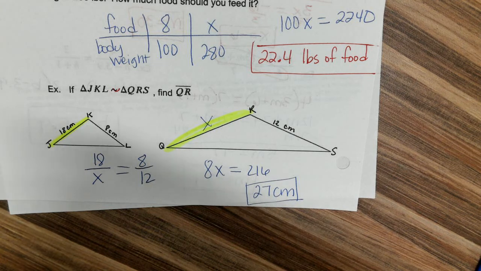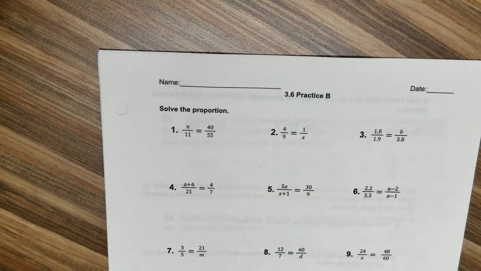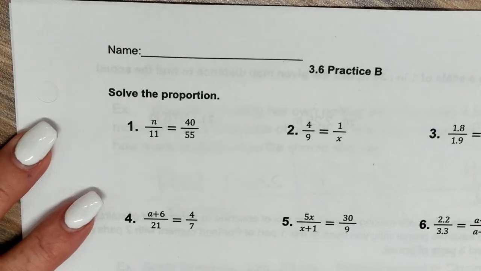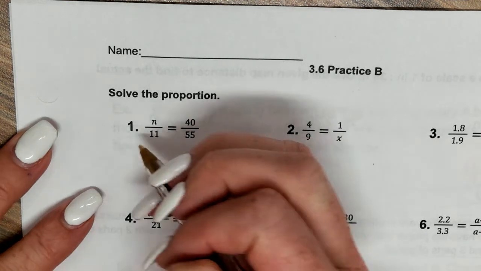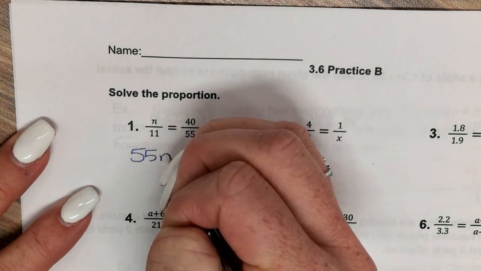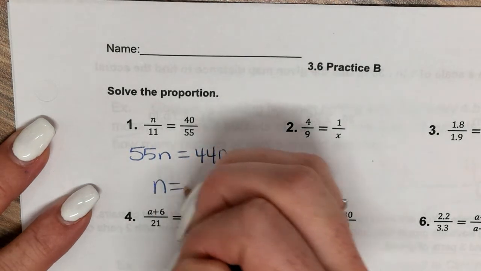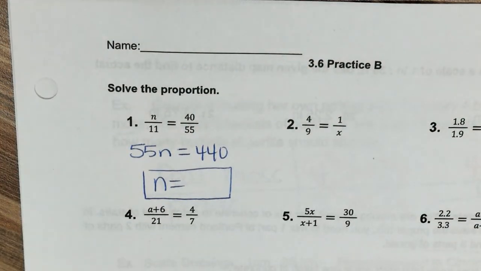Okay, if y'all would put your name on your assignment so I can go through the directions. Everybody's putting their name on their assignment. Okay, here's what I expect for you to show for work. All I expect to see are the cross products. So for number 1, to show my work, I would say 55 times n is equal to 40 times 11, which is what? 440. And then you would put your answer, n equals, and put it in.